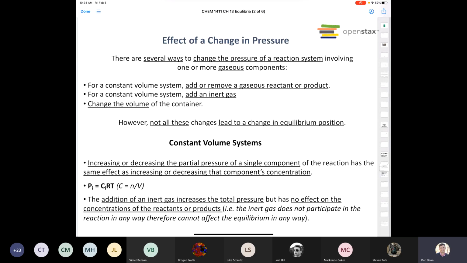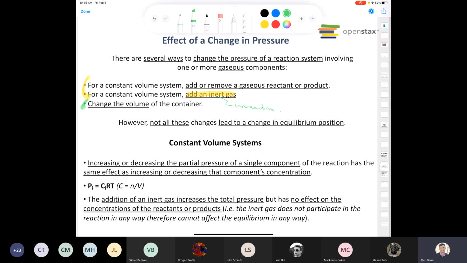It says there's several ways to change the pressure of a reaction, right? If you're in a constant volume system, you've got a couple of options. When you're at constant volume, you can either add or remove one of the gaseous reactants or products, right? Just adding more of it or taking some away. Or you can add an inert gas. This is something you've probably never even thought of in your life. Like, why would I add an inert gas? You guys know what inert means? It just means unreactive, right? Unreactive. Okay, and I'll explain what the effect is. And the other possibility, which I'm sure is more intuitive, would be to change the volume of the container.